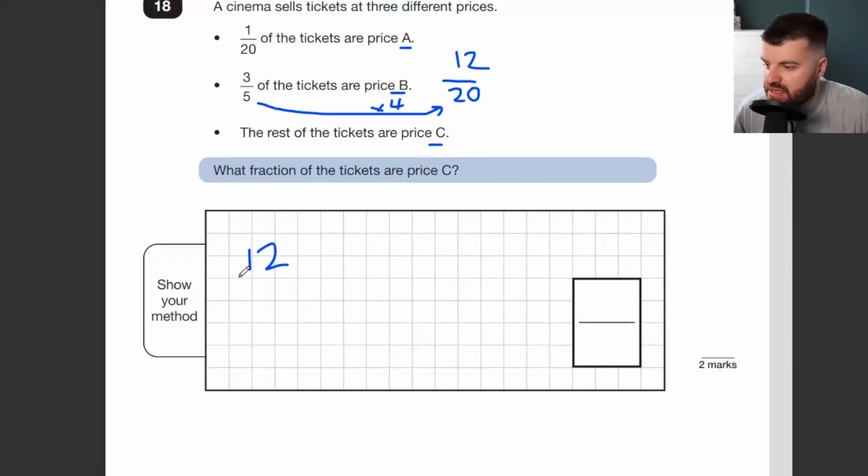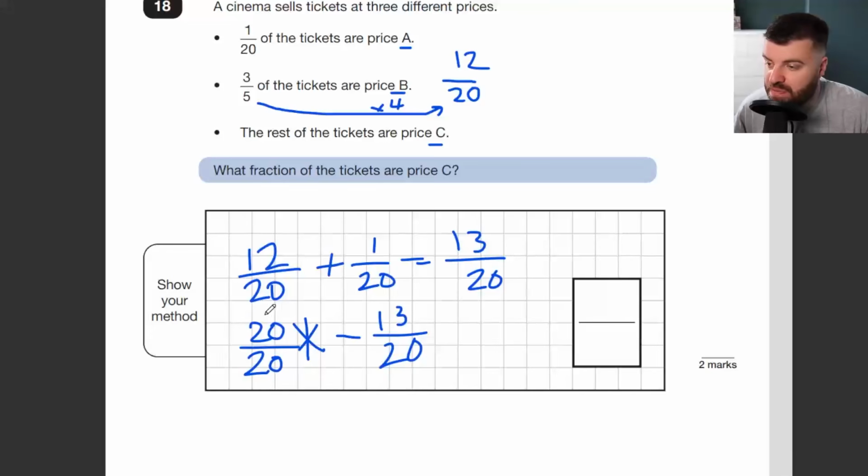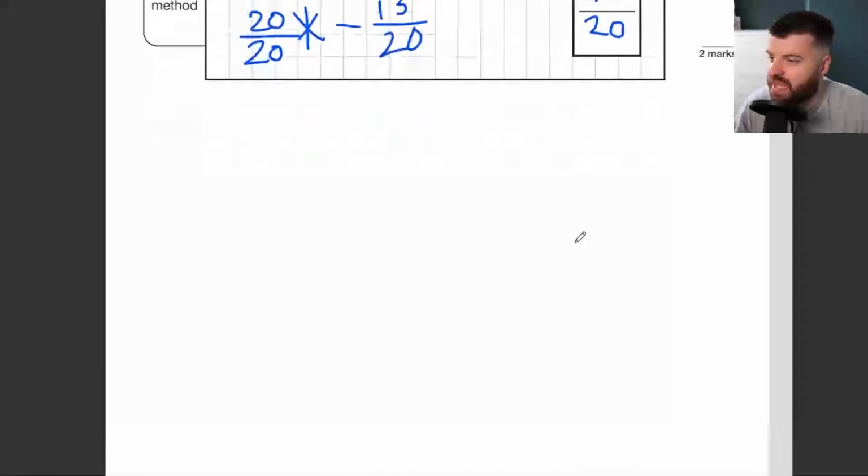We've got 12 20ths plus 1 20th. That gets us 13 20ths. And we know that the rest of the tickets are C. So we've got 1 take away 13 20ths to see what's left over. And what you need to realize here is that 1 can be written as 20 20ths. All of the 20ths would make one whole. 20 take away 13. The answer there is 7 20ths.